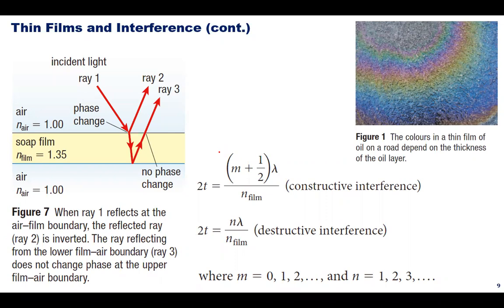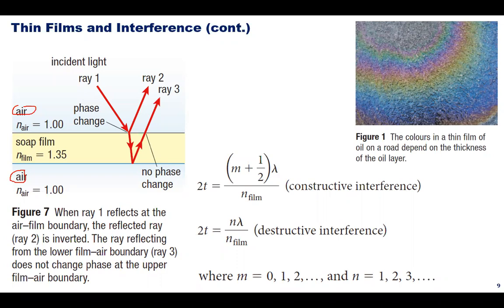Okay, now we look at the case when only one of the two waves has a phase change on reflection. For example, in the case of a soap film with air on both sides. Okay, so note that we have air here and air here. So in this case, as shown here in figure 7, to simplify the analysis, we continue to consider the case where the incident and reflected rays are all approximately normal, or perpendicular, to the film. This means that the rays that pass through the film travel a total distance of 2t again, where t is the thickness of the film.